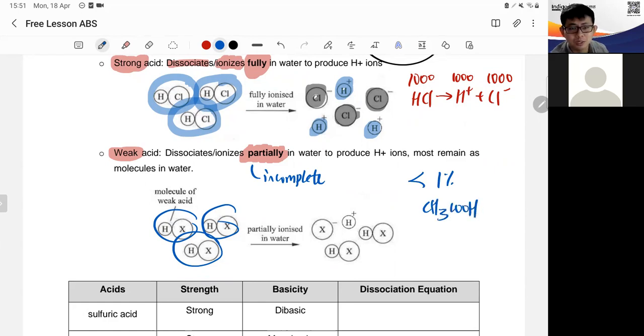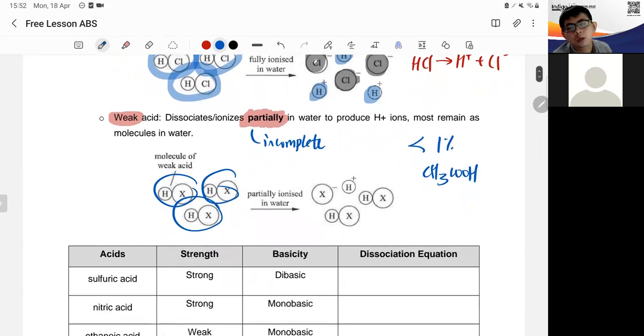It's actually not possible. So look at this diagram, right? It's showing you that out of every 3 HX that exists, only 1 splits up. The rest remain largely undissociated. So this is something important that we must know. So that is strong versus weak.